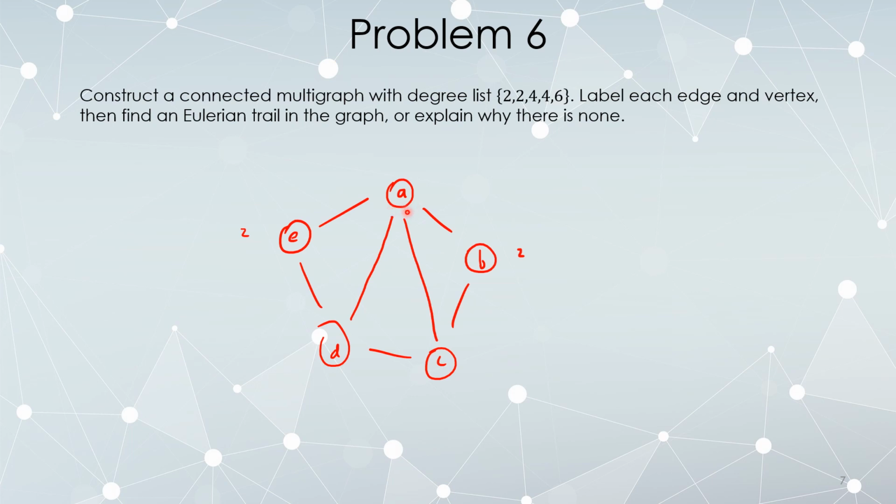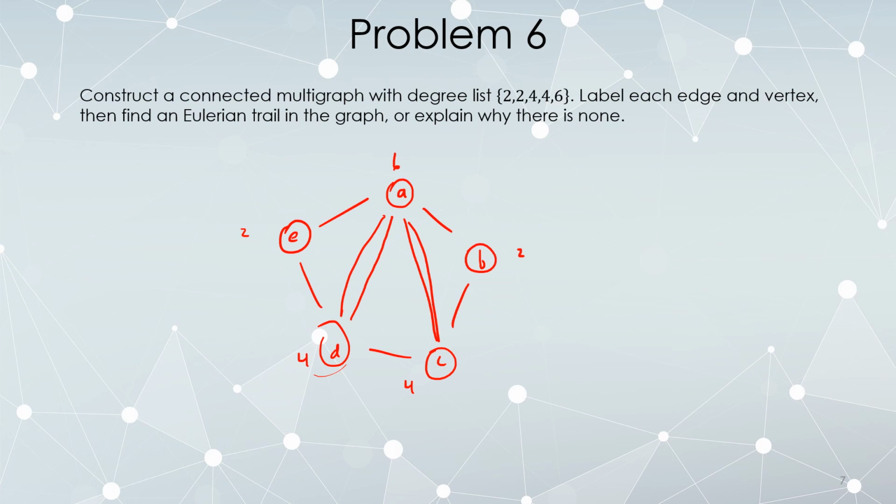I could, for example, leave this at degree 4 and just worry about manipulating those, but if I just double up this edge and double up this edge, and since we're making a multigraph, that's fine. This now has degree 4, degree 4, degree 6. So we've got a connected multigraph with the given degree list.